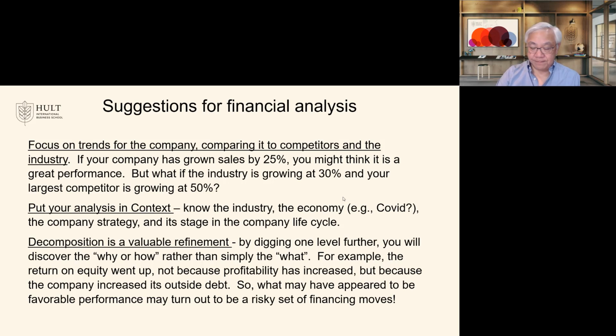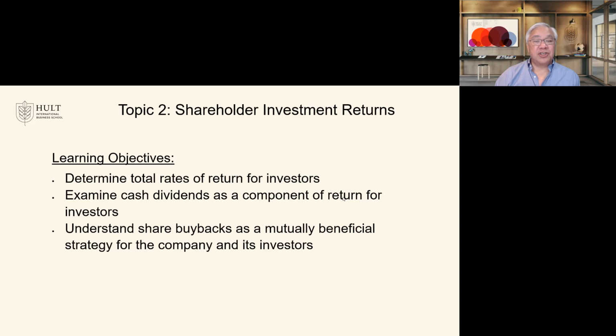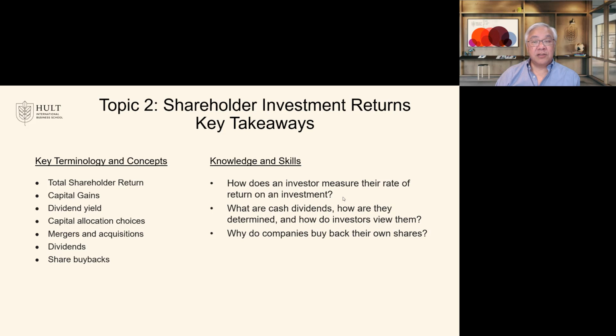Topic 2 was on shareholder investment returns, where the learning objectives were looking at total rates of return for investors, cash dividends as components of return for the investors, and then share buybacks. These particular items are very commonly done by companies and are major discussion points in the boardrooms in major companies. The takeaways from this section are the terminology such as total return, capital gains, dividend yield, capital allocation choices, mergers and acquisitions, dividends, and share buybacks.